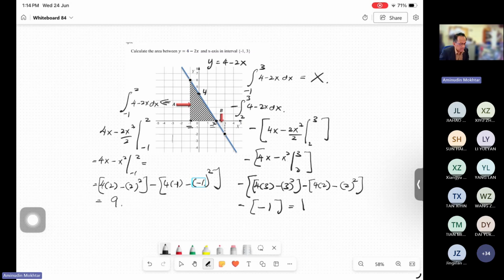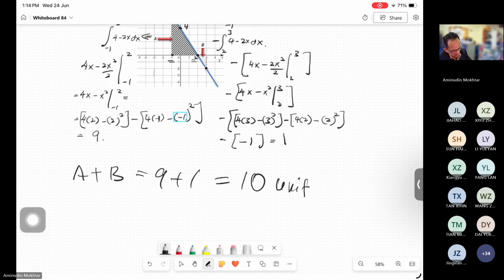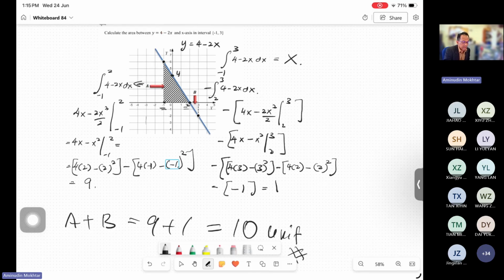The area of A is 9. So the total area A plus B equals 9 plus 1. The answer is 10 units. That is the total area. Just for this example, I want to show you to be careful when you calculate the total area. Make sure you determine whether the area is above the x-axis or below the x-axis. That's very important, otherwise you will get the wrong answer.